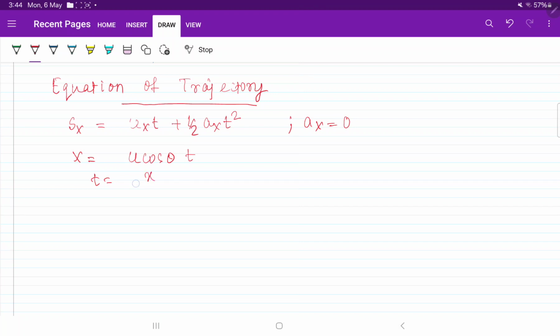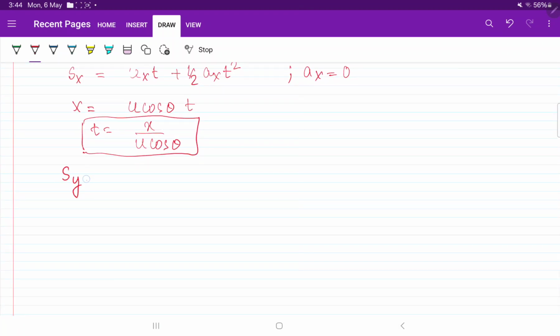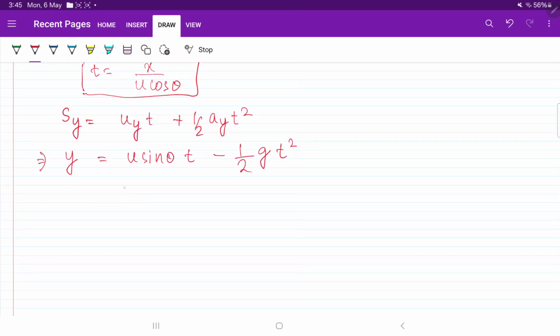So t can be written as x by u cos theta. This is the expression for time t, equation 1. Similarly, sy = uyt + half ayt square. So sy is y, uy is u sin theta, into t minus half g t square, as acceleration is in the negative direction, since the projectile is projected upward, so we have taken ay as negative g. So this will be the corresponding expression.